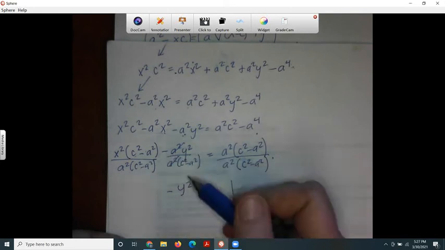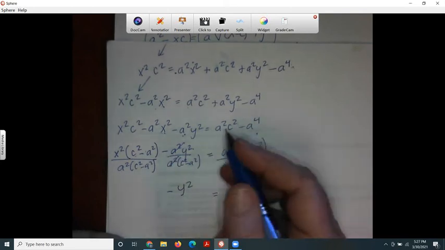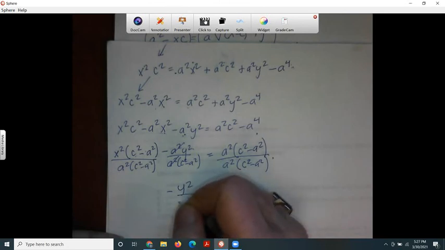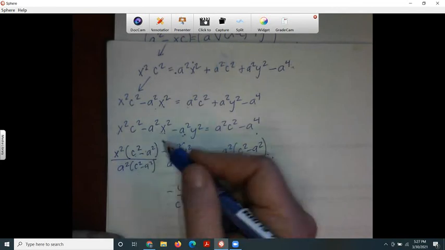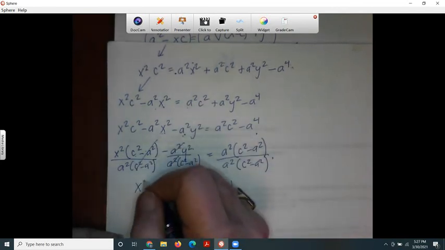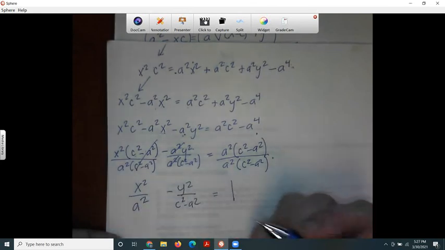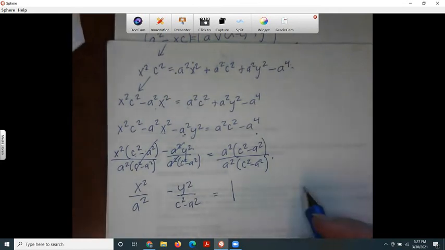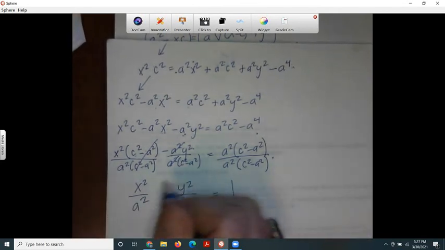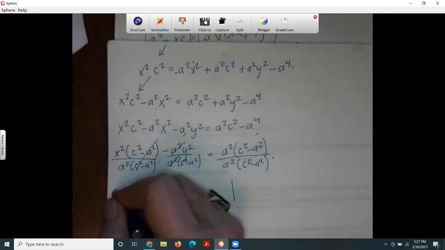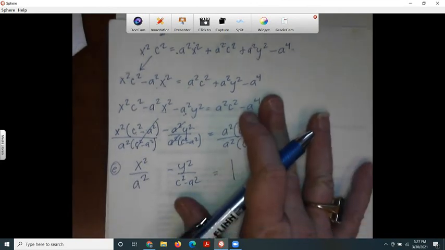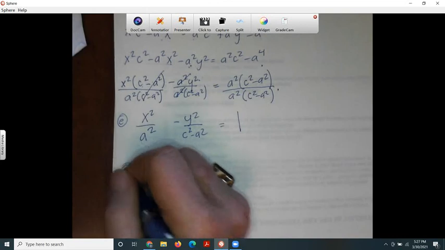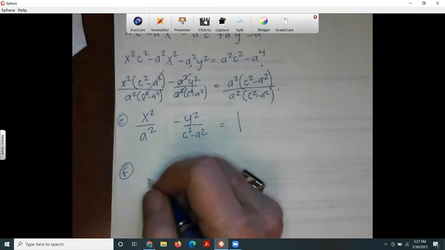Kind of wish I didn't have that minus sign there. I have y squared over c squared minus a squared. And then here, these cancel out, and I have x squared over a squared. And then it asks me something. So this is like what they asked me to do in letter E. And then in letter F, it says, write an equation relating A, B, and C.